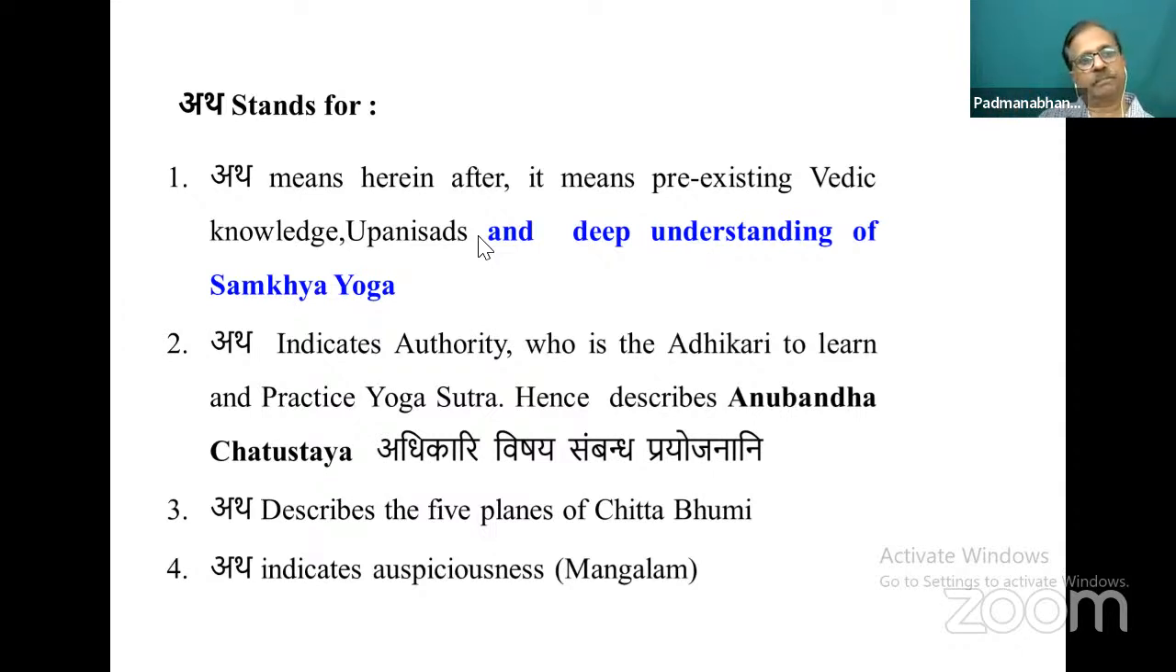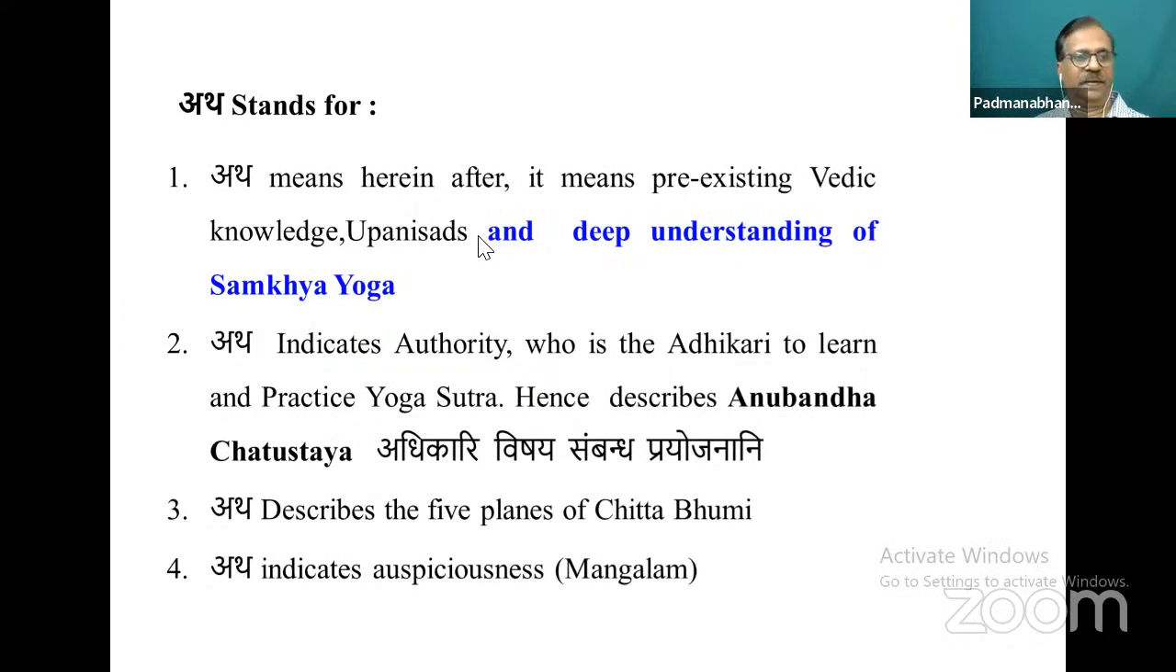So that is the first atha. The second atha is the authority. The first pada cannot be understood by all. It is very difficult to understand Samadhi, Samprajnata Samadhi, Asamprajnata Samadhi. People may become mad. Who can understand this? Those who have deep knowledge about the Vedas and Upanishads, and a good, detailed understanding of Sankhya Yoga. So who is the adhikari of this? The first pada is for the Uttamadhikari. This is the second.